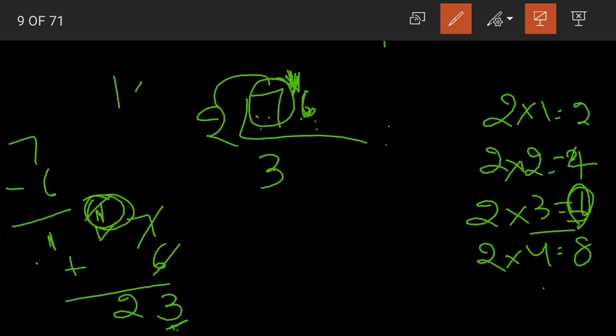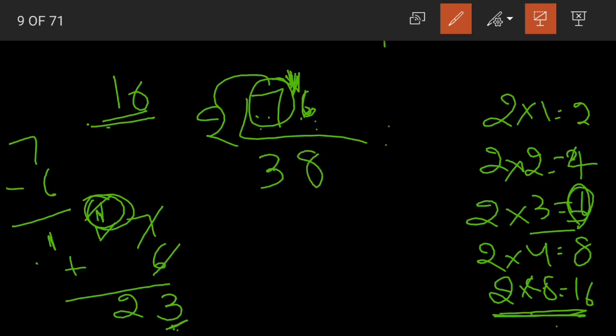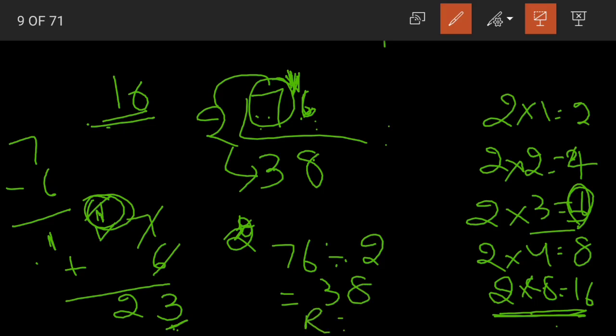So 6 becomes 16, and we know that 2 8s are 16, so we'll write 8 here. So 76 divided by 2 is equal to 38. Remainder is 0. Since it is perfectly dividing, the remainder is 0.